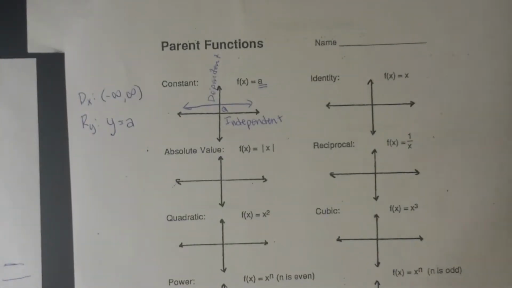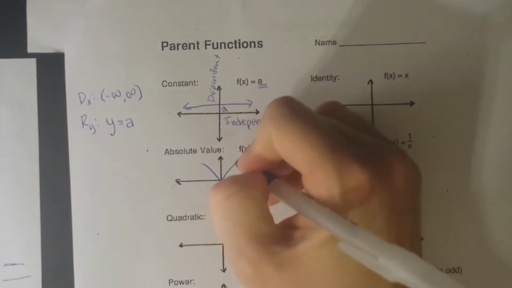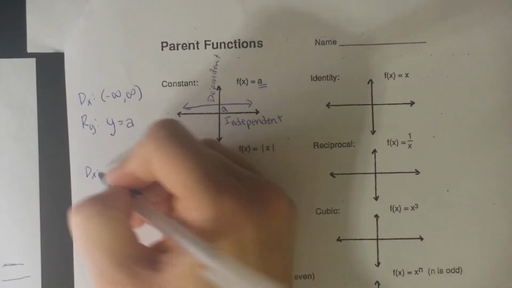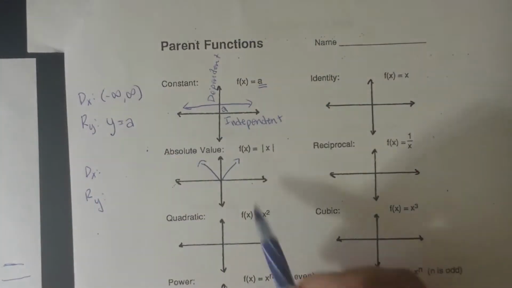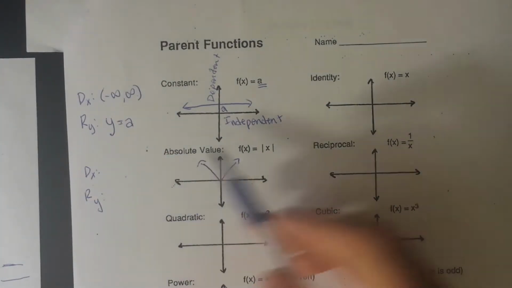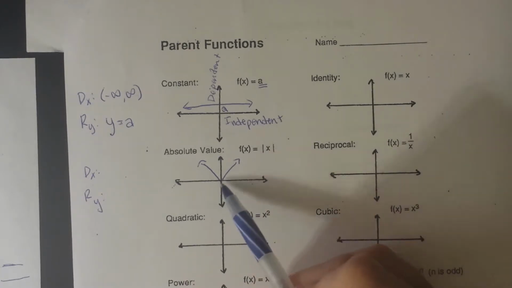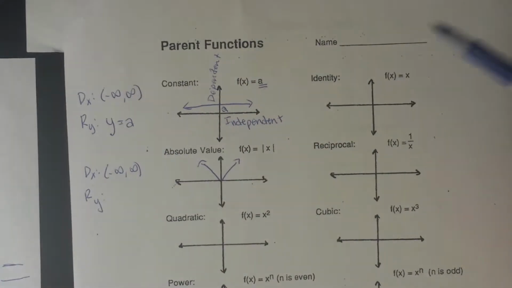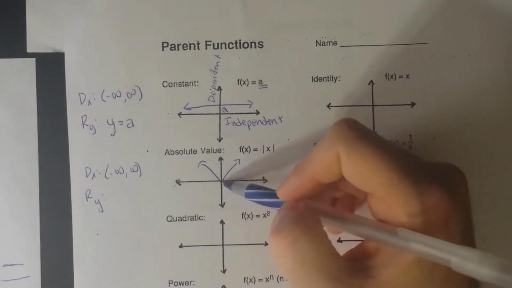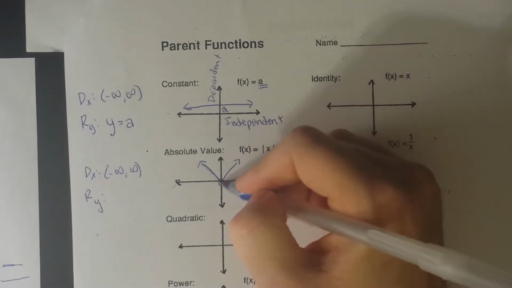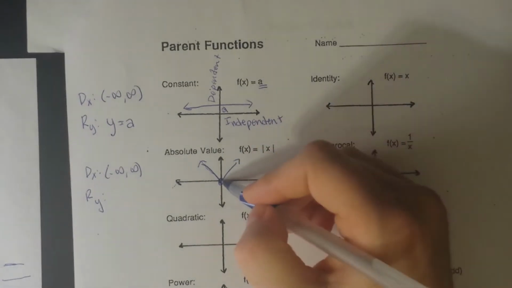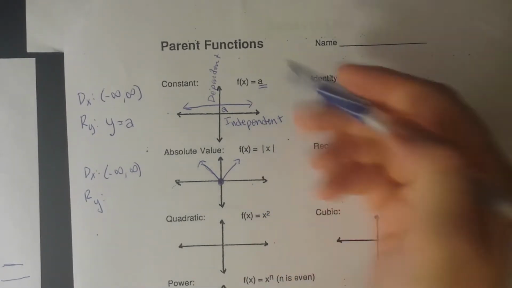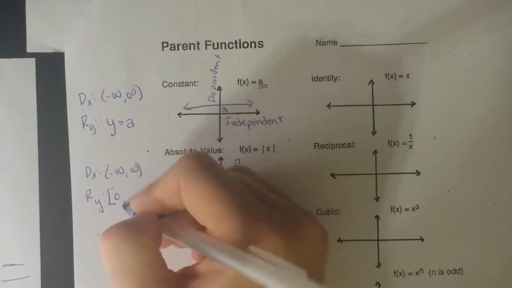Okay, absolute value. Absolute value, I hope you remember, is a v-graph. Okay, domain d sub x, range r sub y. Absolute value goes left forever, right forever, so let's put negative infinity, positive infinity. The range, it goes down, down, but then it stops at the origin. Well, this one's at the origin, but the parent function that's unshifted stops at 0, and it actually has a point there, so remember that is a bracket.